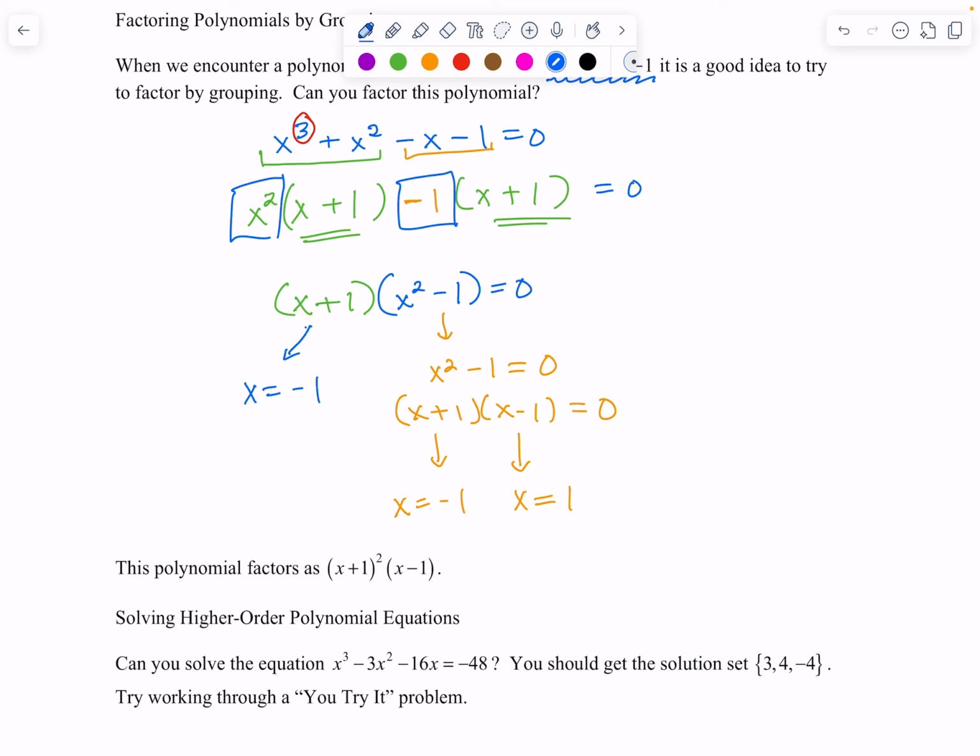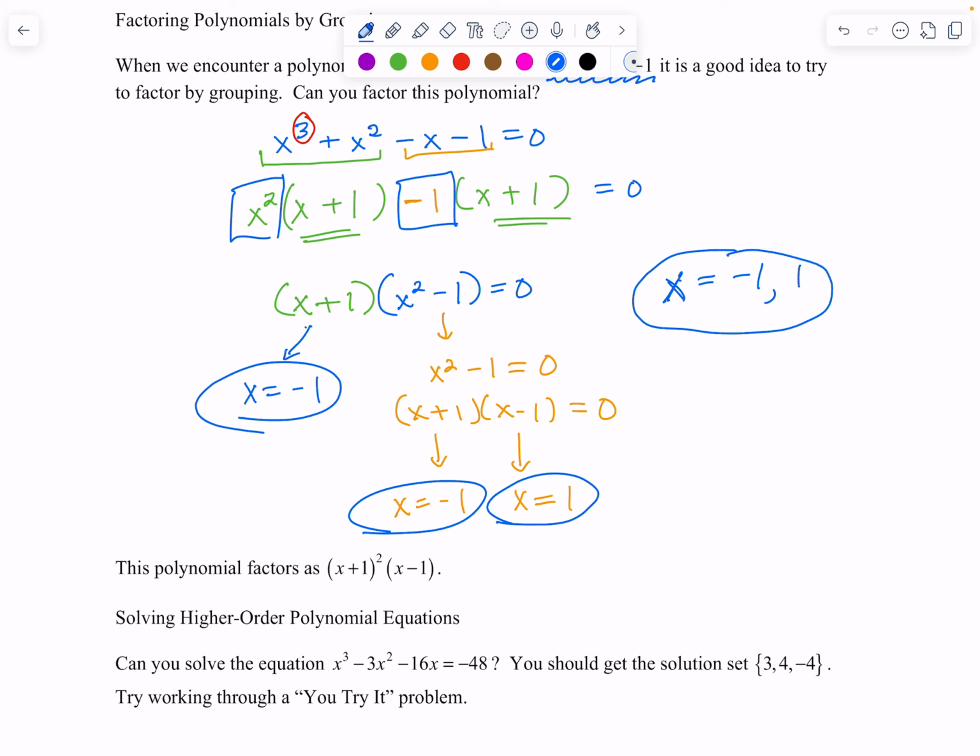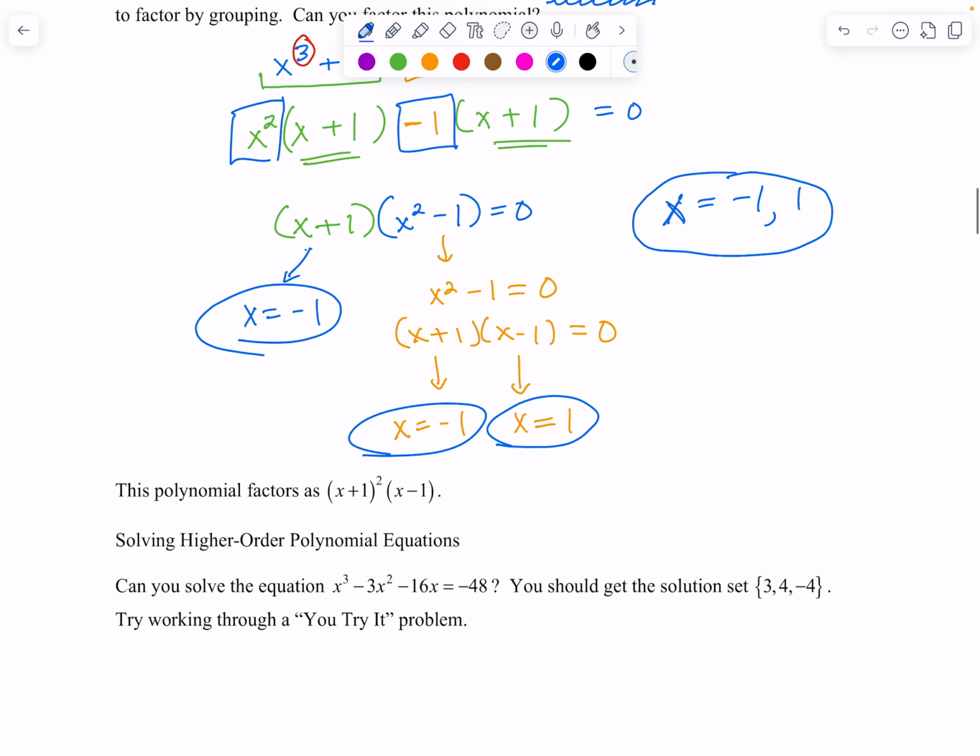So we have 3 answers. What do you notice about those 3 answers? 2 of them are the same, right? So really my answer is going to be negative 1 and positive 1. So we have an extra solution, okay? Now right now that doesn't mean anything to you, but later on when we start graphing, it will mean something about the graph, okay? I'm going to do 1 more problem and then you will be done for the day.